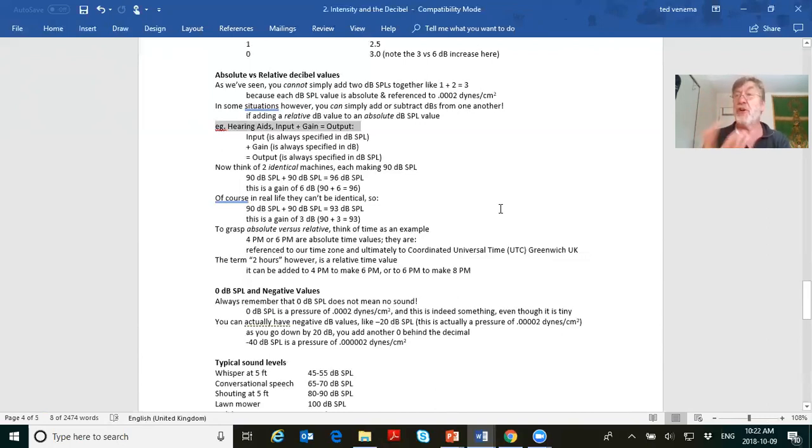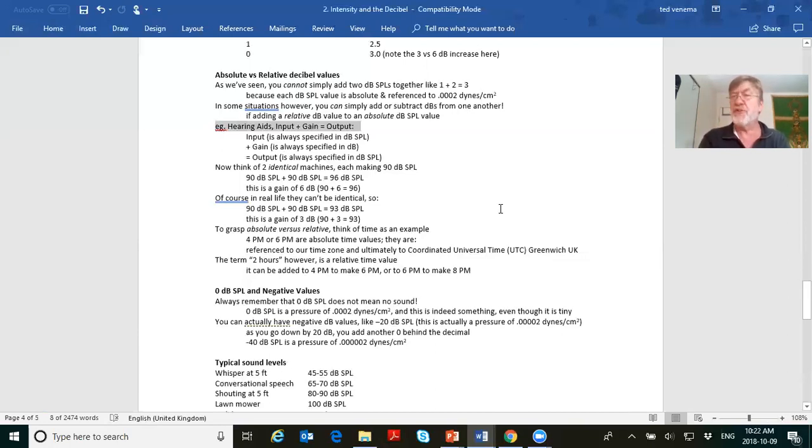So what's average conversational speech? 65 dB SPL. What's yelling? 80 dB SPL. What's a lawnmower? 120 dB SPL. Okay, all of those are absolute values. Absolute meaning they're always stipulated in dB SPL, and they are referenced to the ground of 0.